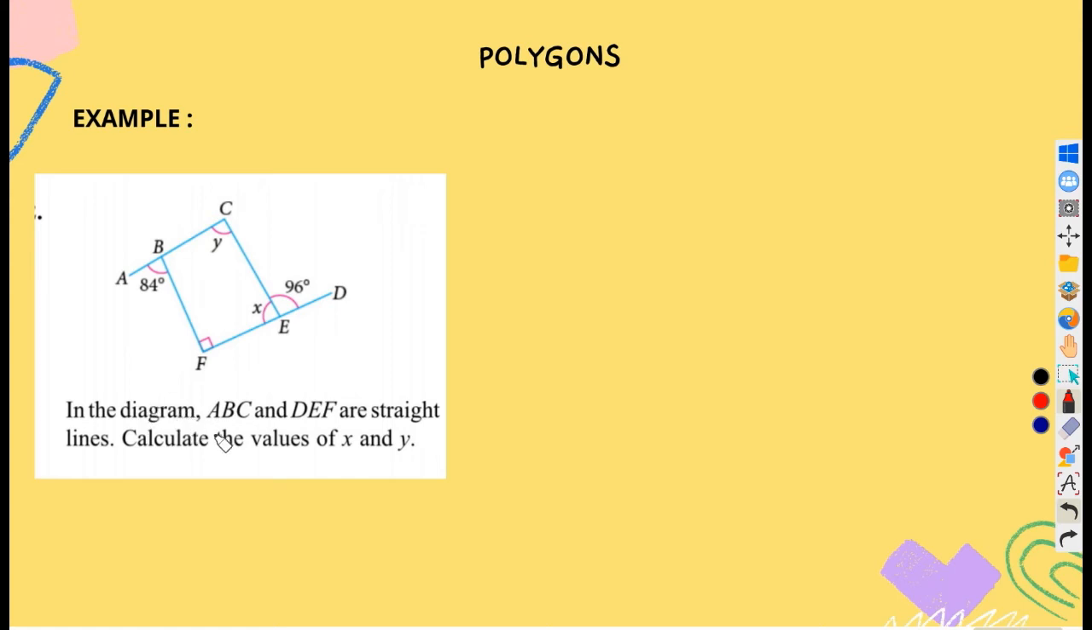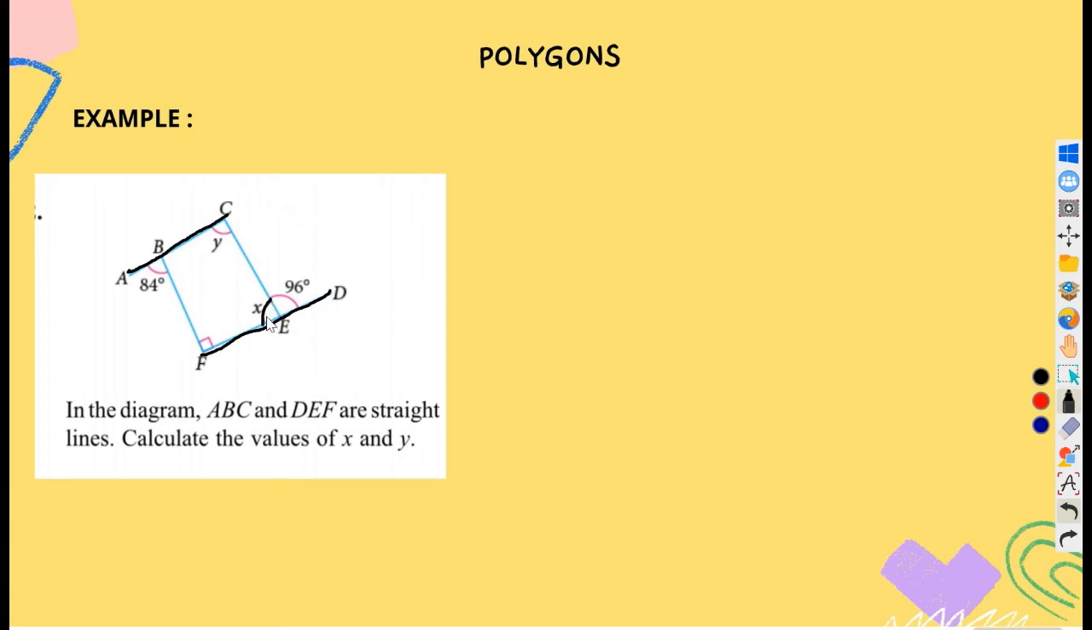Okay, in the diagram, ABC and DEF are straight lines. First we find ABC, so this is a straight line. DEF is also a straight line. Calculate the values of X and Y. So X and Y here.